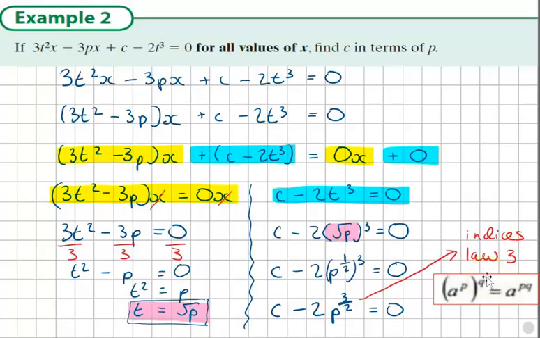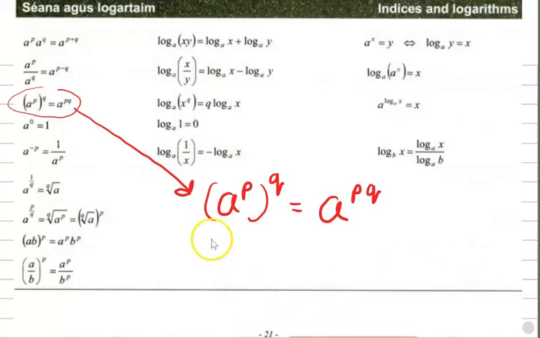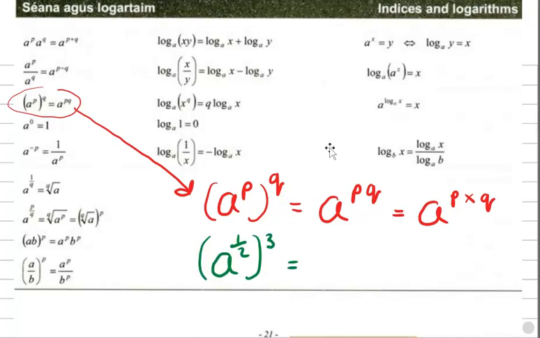So that comes again from page 21. It's this rule here, the third one down. I've just written it out bigger here. So a to the power of p raised to the power of q equals a to the power of pq. And the p and the q are stuck together, which means multiply. So if you're raising a power to a higher power, the rule is you multiply the powers. So if this was a squared, and it was raised to the power of 3, you would say 2 times 3 is 6. So you get a to the power of 6 and so on.